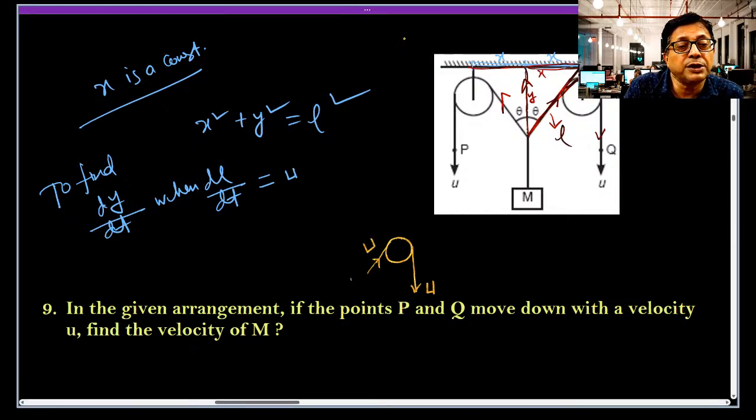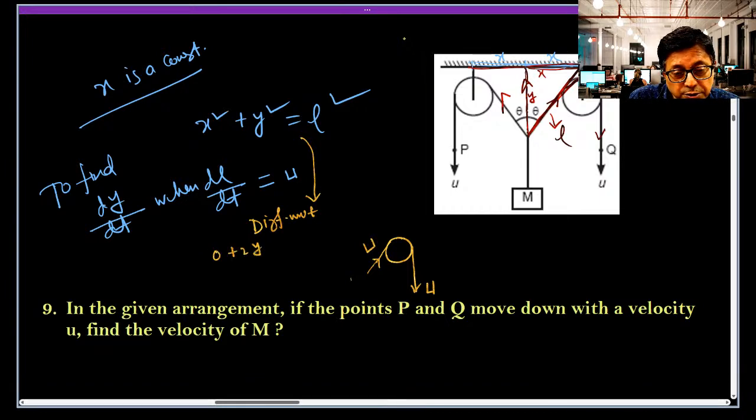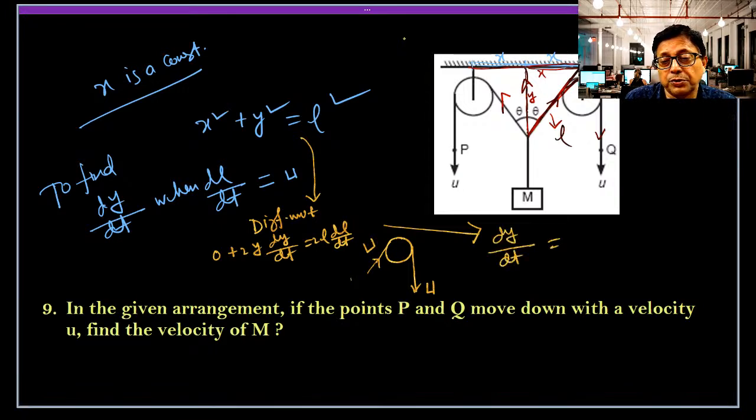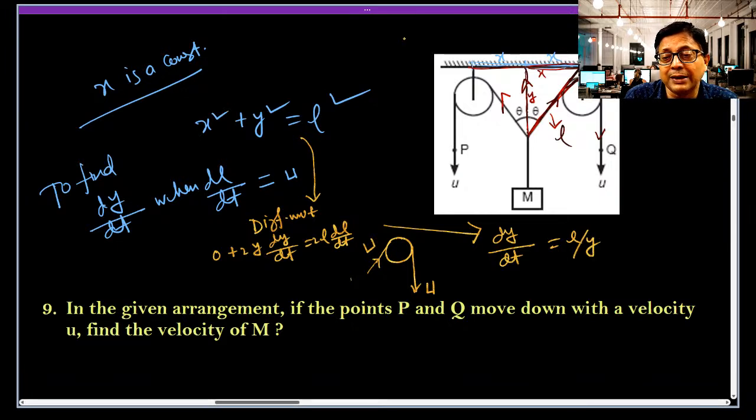Now this relation you differentiate. What will you get? 0 plus 2L dl by dt. What do you want? dy by dt. So dy by dt equals L by y dl by dt. What is L by y in the diagram?